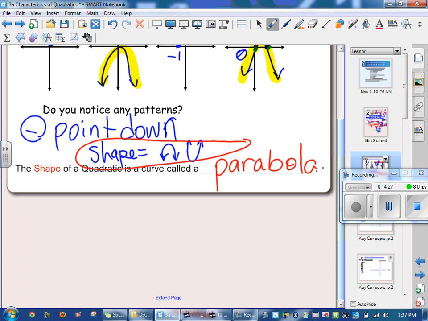A pierogi. All right. Here we go. Yeah, it was. It's on there.